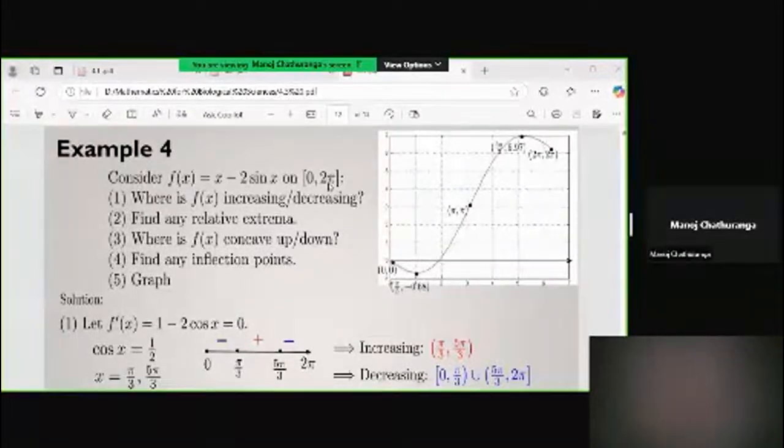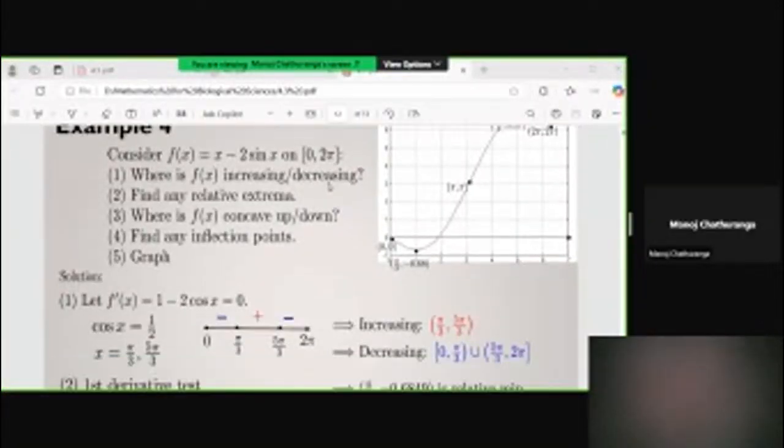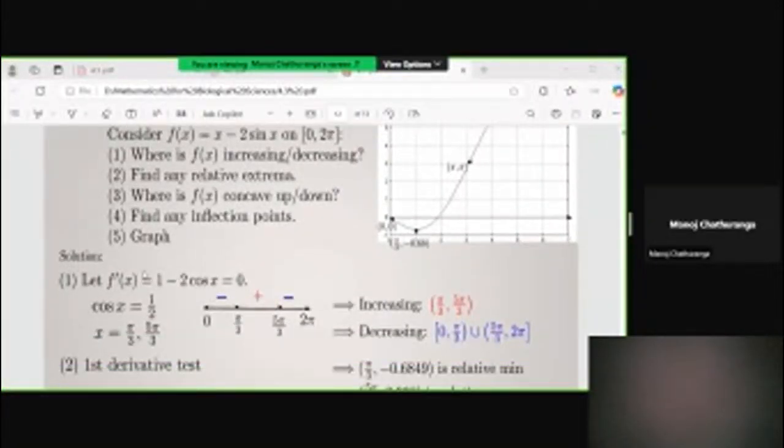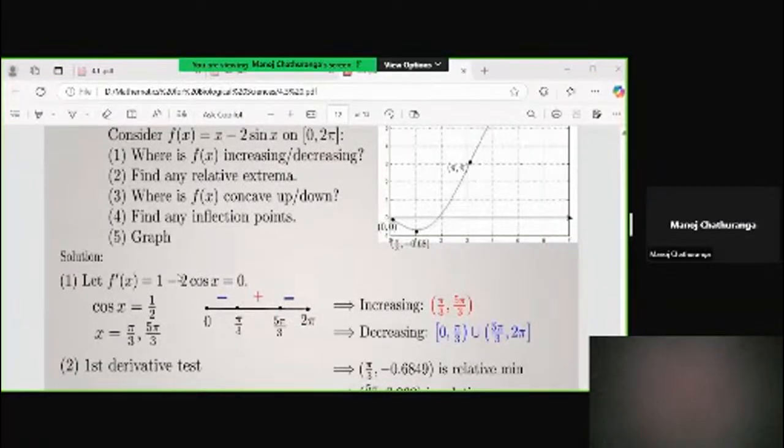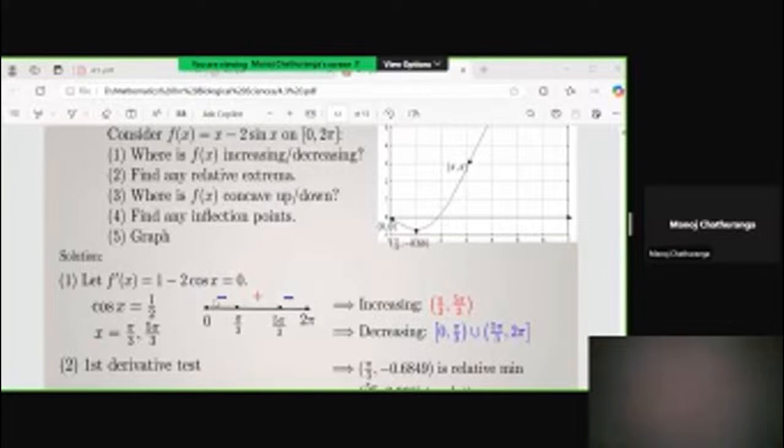The derivative of this function is 1 minus 2 cosine x. We found this yesterday. We were given the derivative, not the function. Zeros of the derivative are the points where we have cosine x equals 1/2.